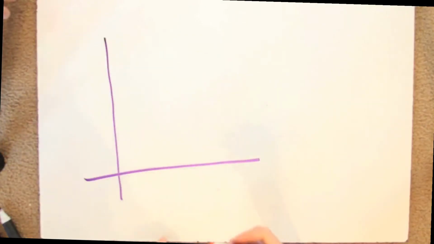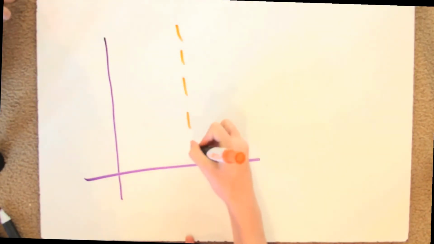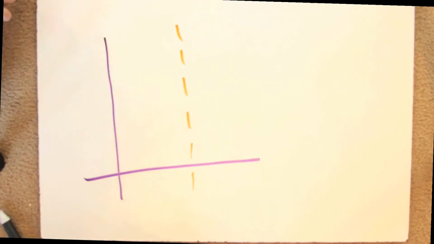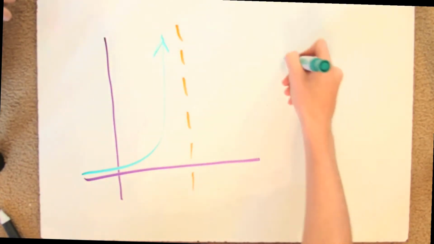A vertical asymptote is an imaginary line on a graph that the graph will approach but never touch. As the graph approaches this line, it either goes to positive infinity or it goes to negative infinity.